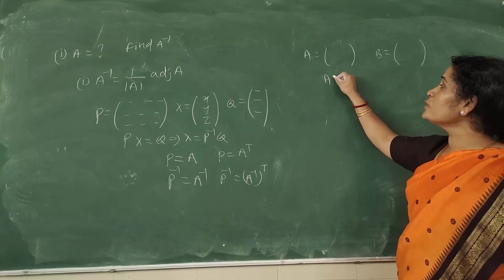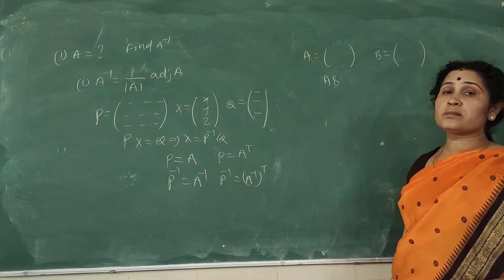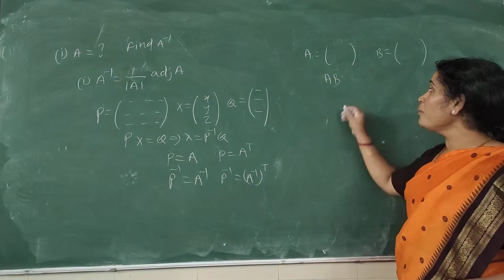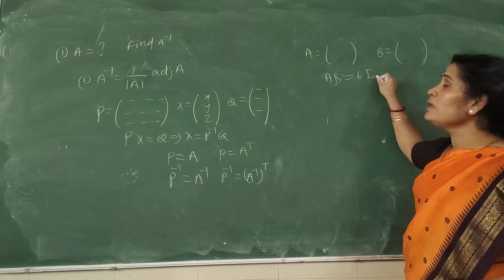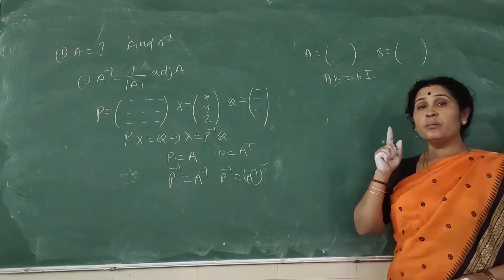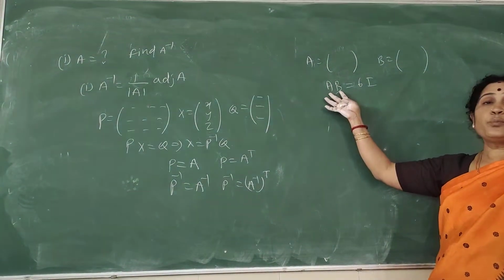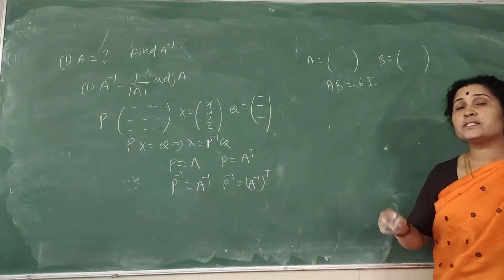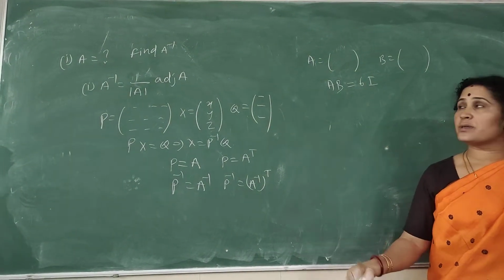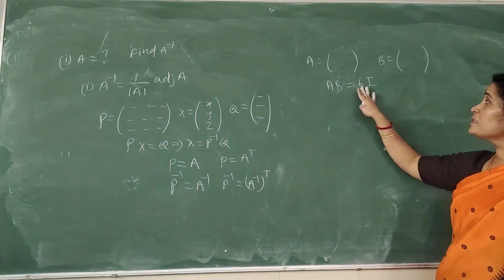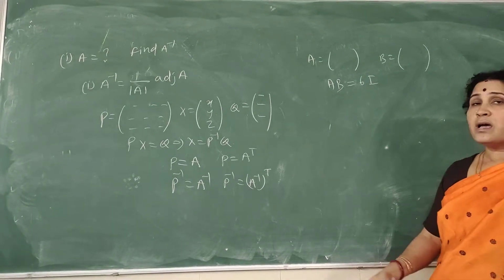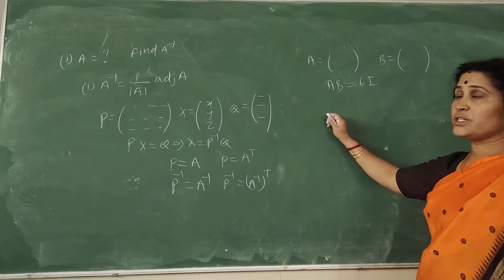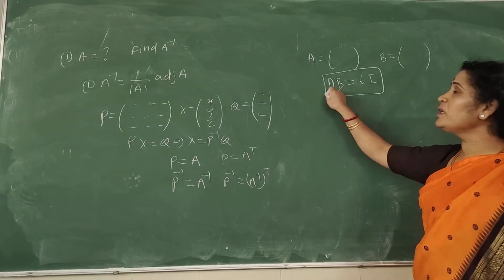Now you have to first, sometimes they will ask to find AB. So maybe AB is 6 into I, 8 into I, 4 into I, but one thing keep in your mind: the product should be some scalar into the identity matrix. Otherwise you are wrong, otherwise the question is wrong. Once again, the product should be some scalar into identity matrix, and hence solve the equation. So you have to find AB equal to 6I.